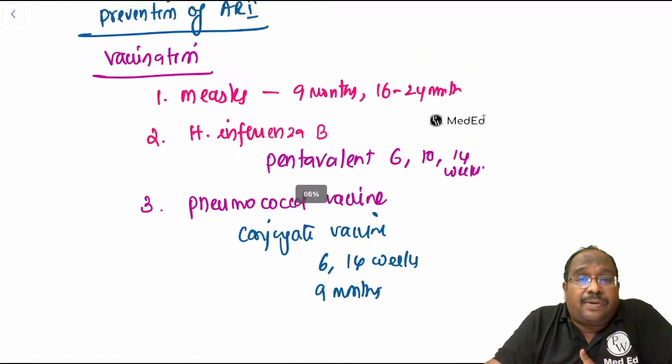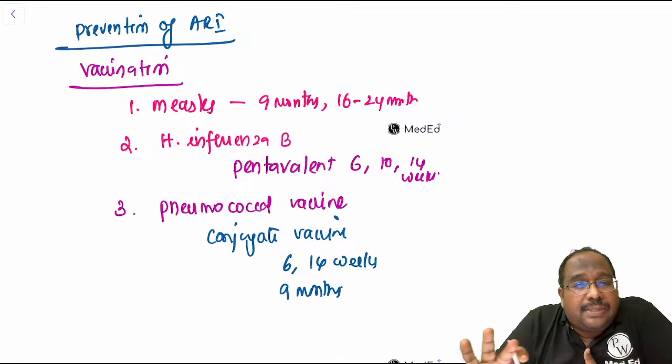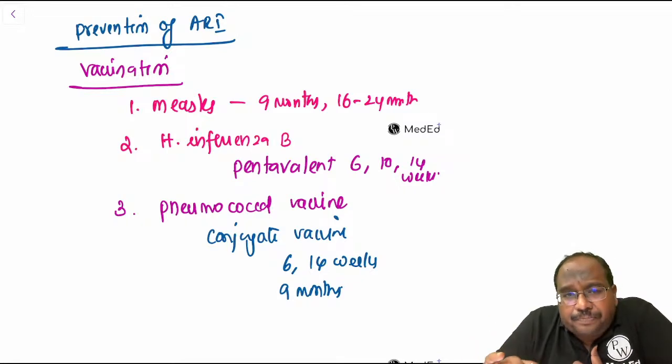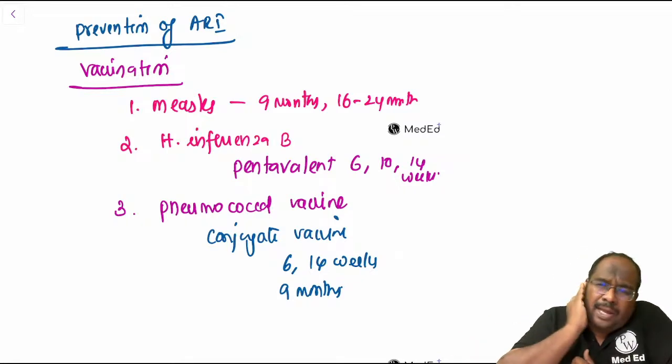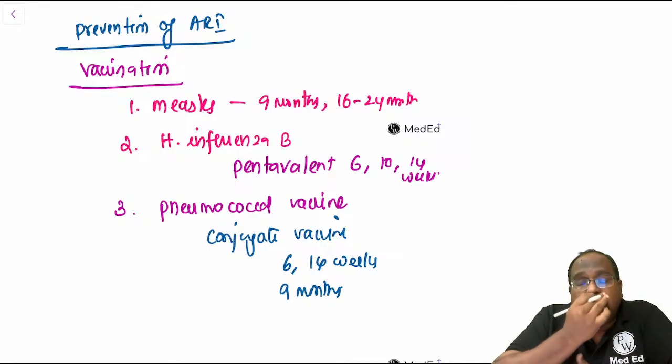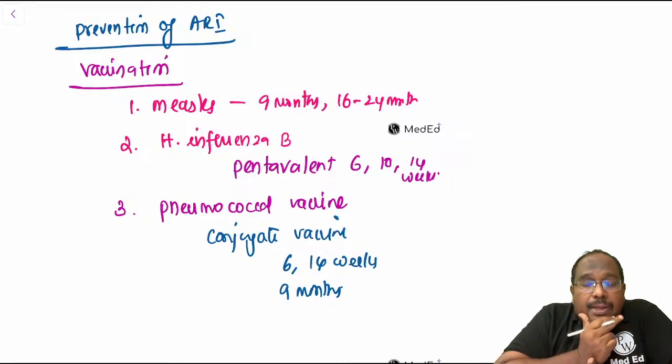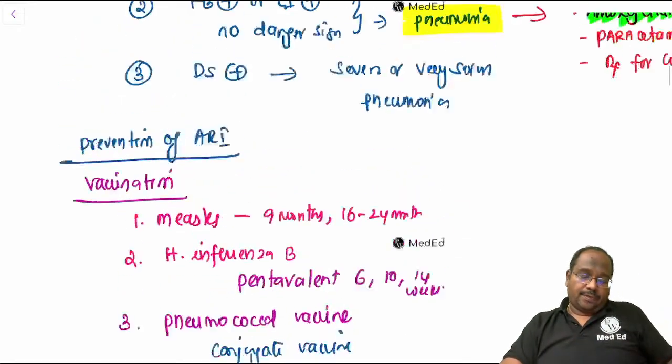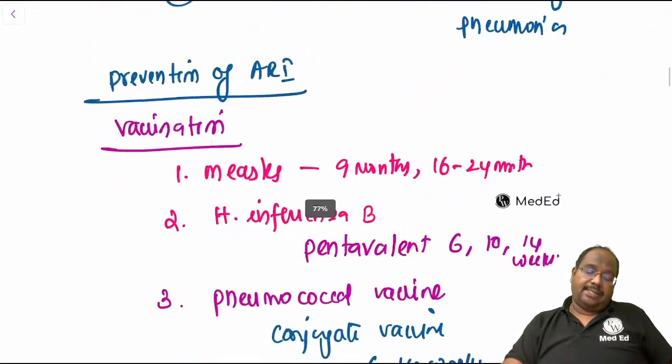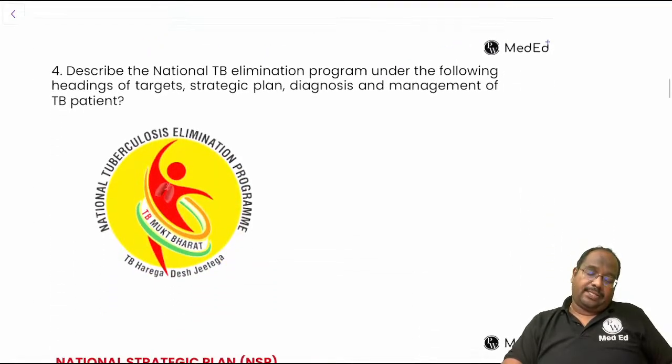This is how we can do prevention. Prevention of ARI is basically vaccination. You can also avoid indoor air pollution and second-hand smoke, if the child is protected from it, so we can prevent it. So we have completed this ARI, guys. Go to the next question.